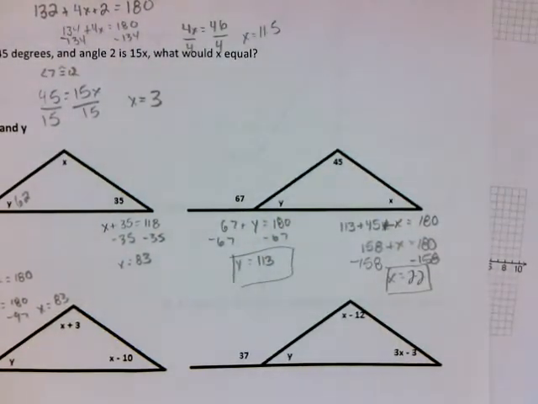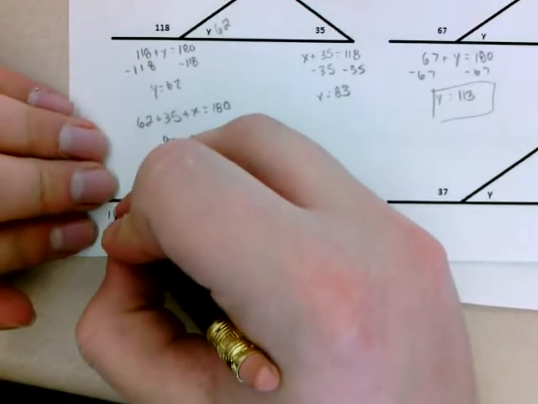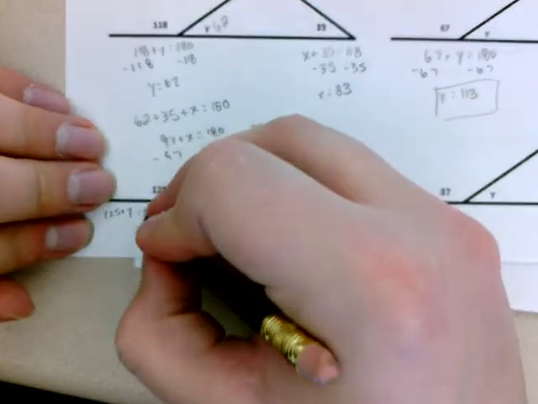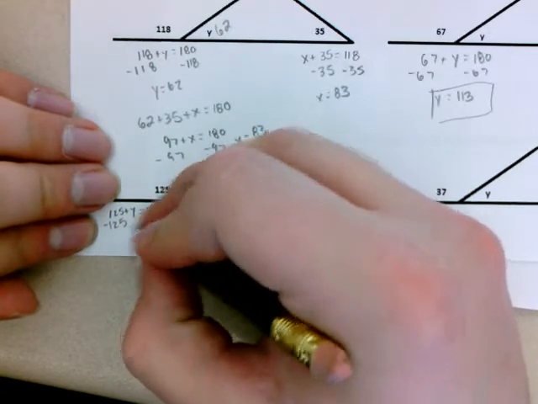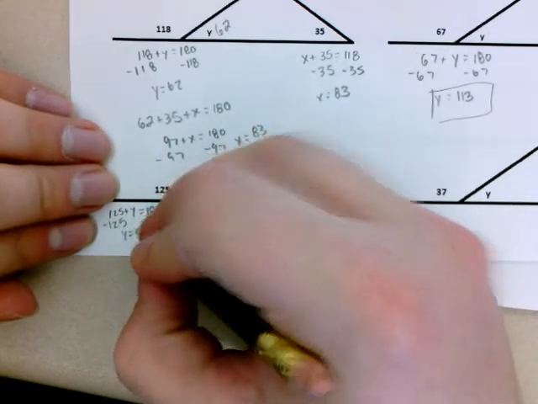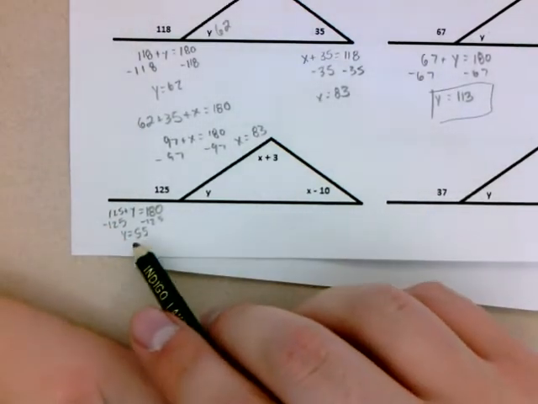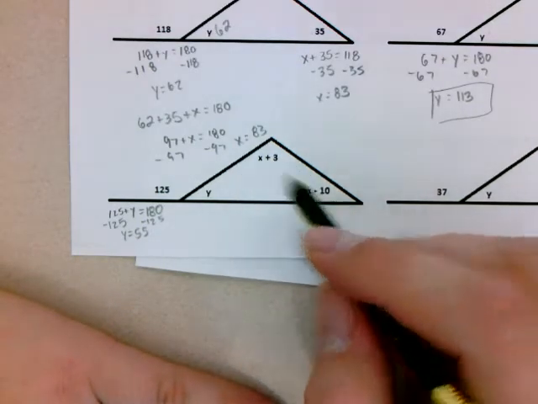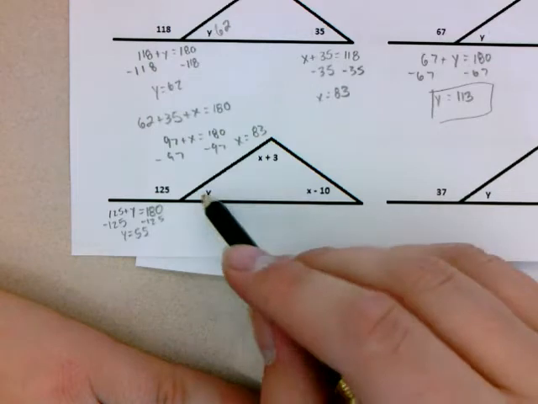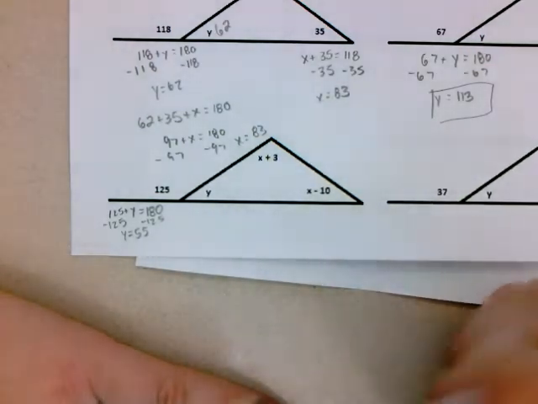Okay. Here are a little bit tougher ones. These down here. Finding y is the same way. We still take 125 plus y equals 180. Still subtract 125 from both sides. We get y equals 55. The only difference is that instead of having one x and one angle, we just have two x's here. So as I said, if we take this plus this plus this, we should be able to make it 180.